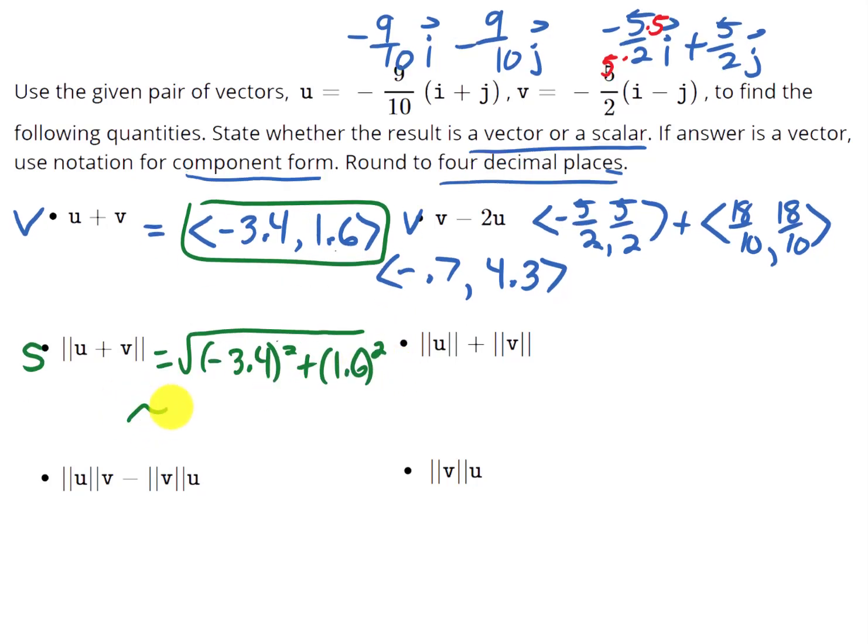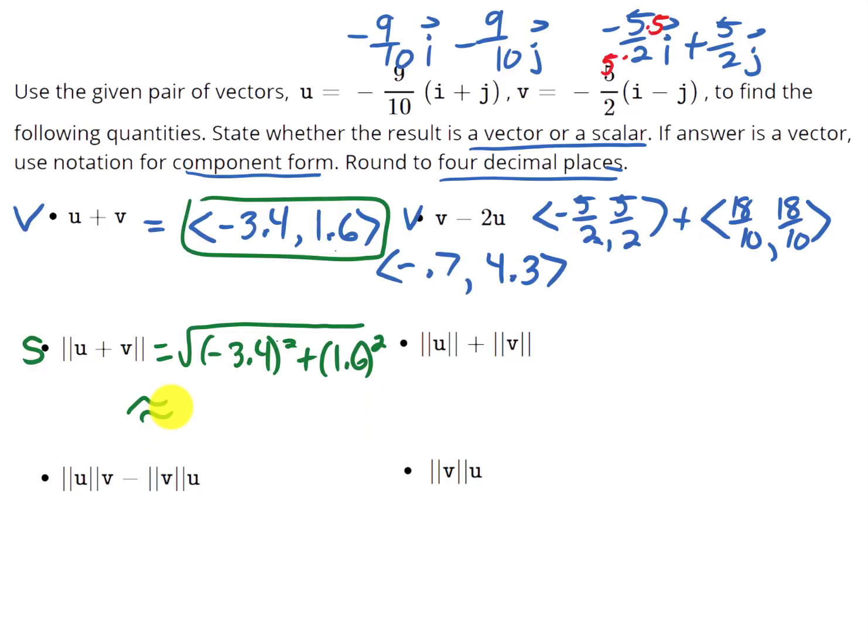Alright, so let's get a decimal approximate. We'll put that in the calculator and we'll round that to 4 decimal places. So it looks like that is 3.7577. Alright, our next one here, we take the magnitude of u and the magnitude of v and find both of those and then add them together. So we're going to get something different than this, but it's going to be a scalar again.